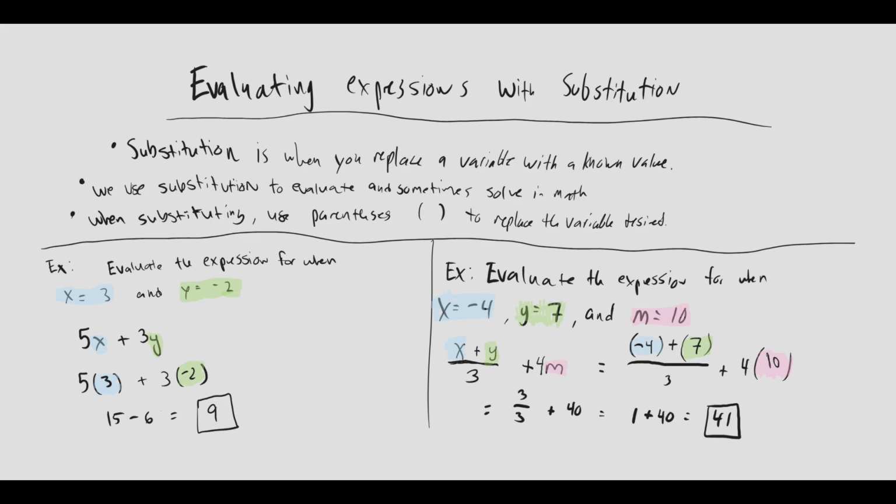On the other equation here, we have x plus y over 3 plus 4m, where x equals -4, y equals 7, and m equals 10. Even if you don't have a number in front of the variable, you still want to use parentheses just to remind yourself in case there is a number in front that you have to multiply. So if we have x getting replaced with -4, y with 7, and m with 10, we'll get -4 plus 7 on the top there becomes -3 over 3. Excuse me, positive 3 over 3, which is going to make 1. 4 times 10 is going to be 40. And then we're going to have 1 plus 40, which is 41.